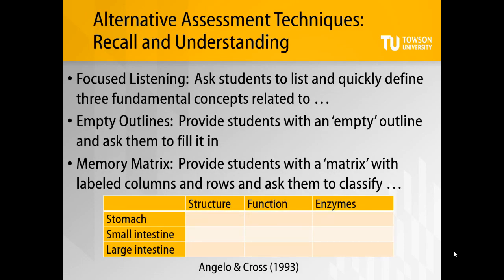These alternative assessment techniques would be appropriately used to check recall and understanding of a lecture or a reading assignment. The focused listening technique asks students to list and quickly define 3 fundamental concepts related to something they've just learned. The empty outline technique asks students to fill in an empty or partially filled out outline of a reading assignment or lecture they're listening to. The memory matrix technique asks students to complete a matrix, like the example.